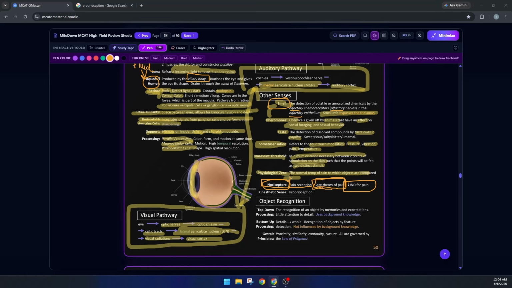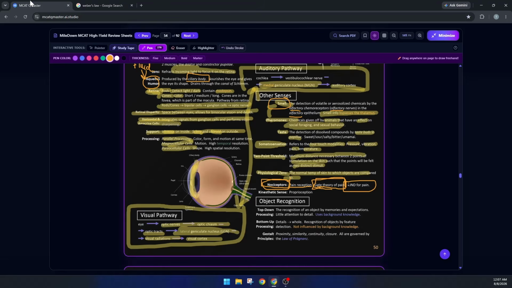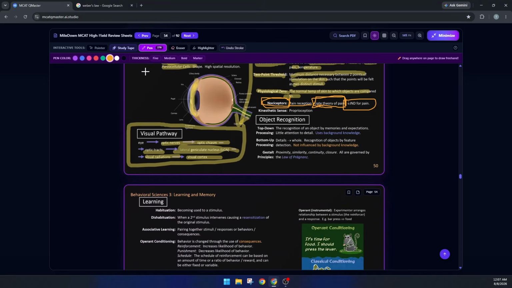The lower just noticeable difference for pain. So JND, just noticeable difference, is a whole other theory. So I recommend going over that theory first, just noticeable difference, such as Weber's law. Literally type in Weber's law and then understand what it's saying here.